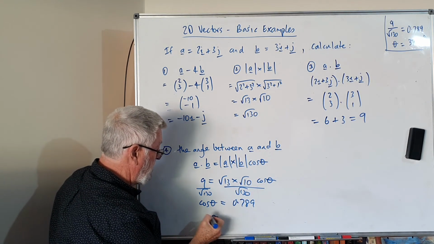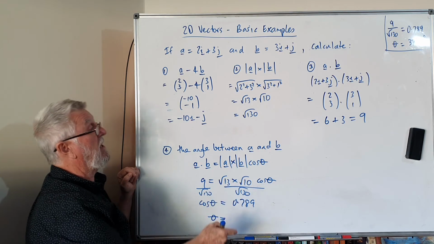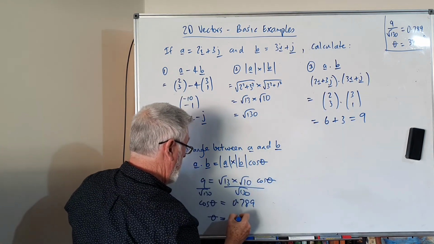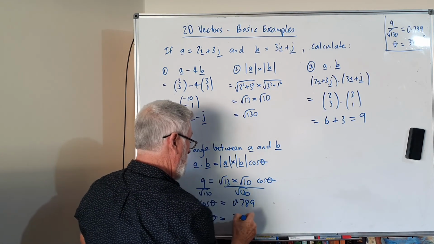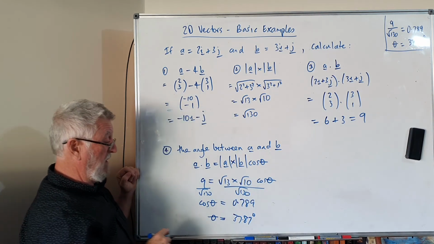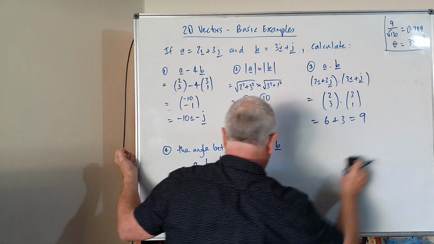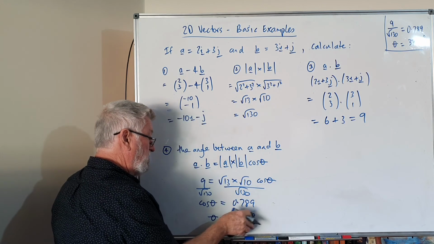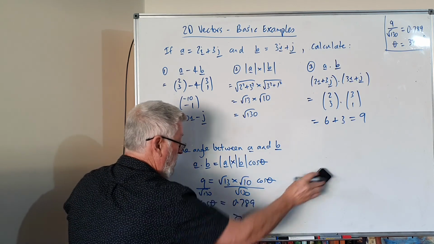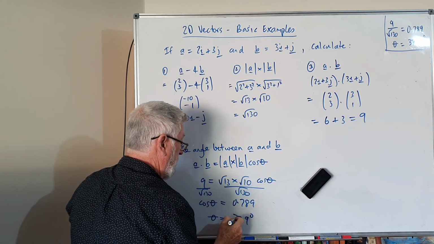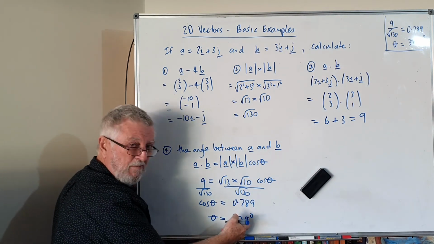So then what's our angle? Put in your calculator, the inverse cos of that is 37.87 degrees. Now again, I rounded it off to 2 decimal places. A lot of times in maths, we won't worry about 2 decimal places for an angle, probably worry about 1, if we even worry about 1. I think I would normally default back to 1 decimal place just to make sure.